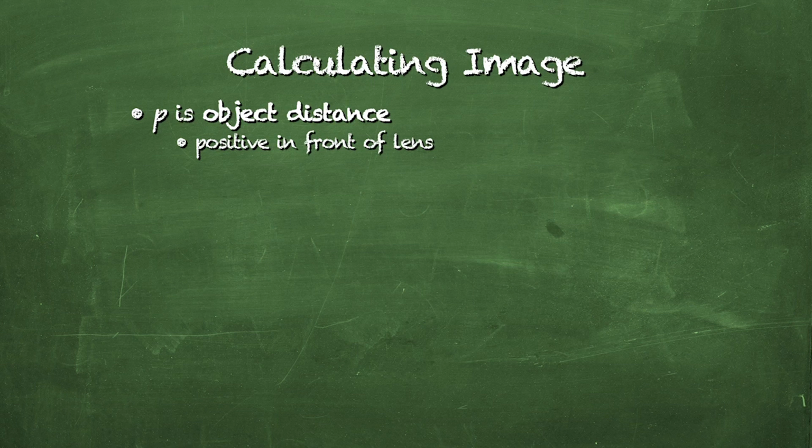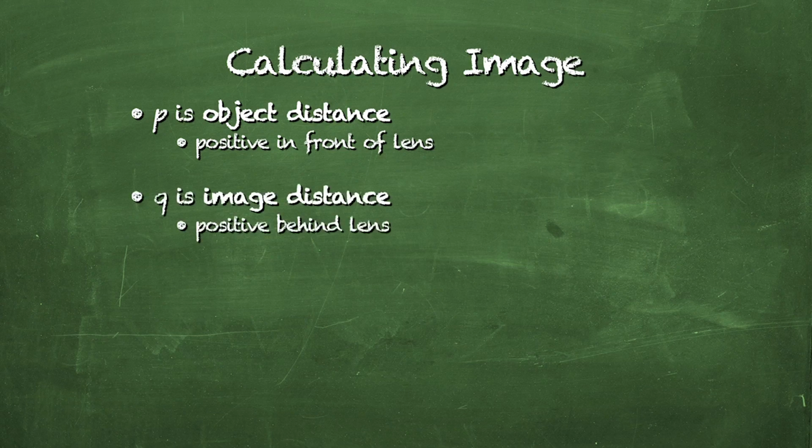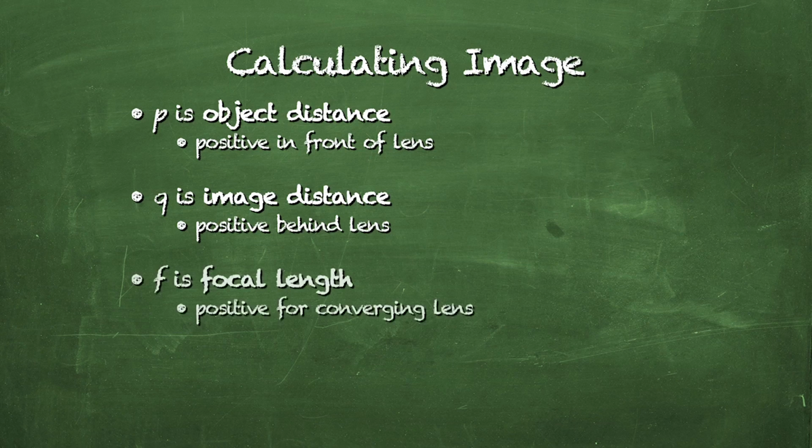The image distance, or the distance of the image from the lens, we will represent with Q. So Q is the image distance, and for a lens, Q is positive behind the lens, or in the direction where the light goes. F is the focal length of the lens, and it is positive for converging lenses and negative for diverging lenses.